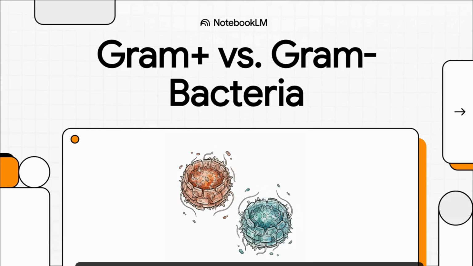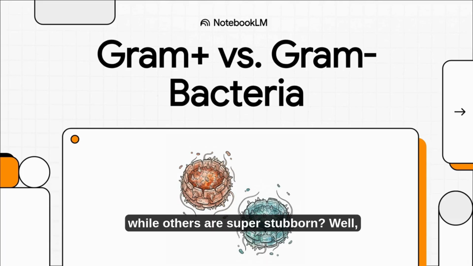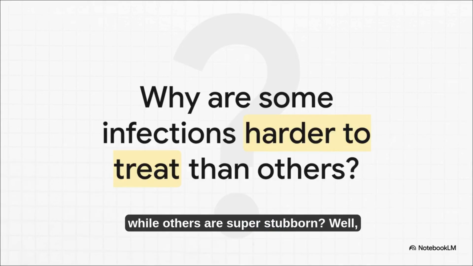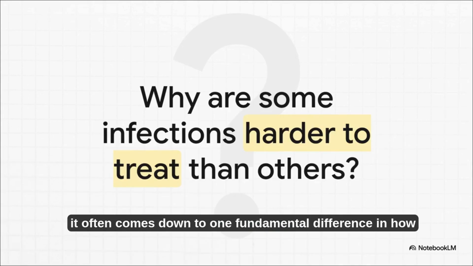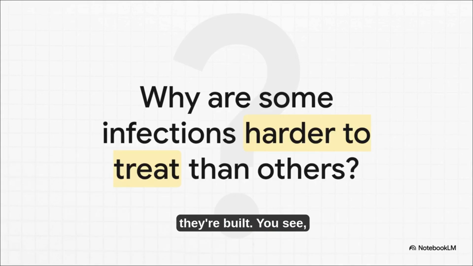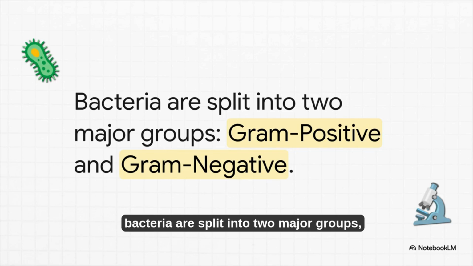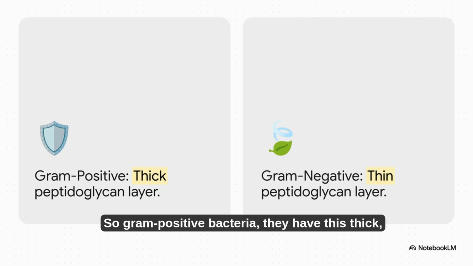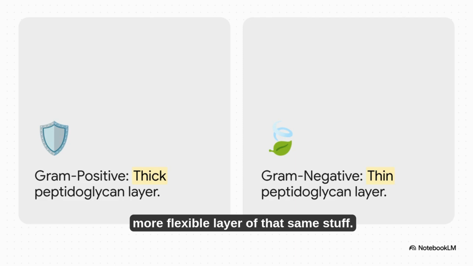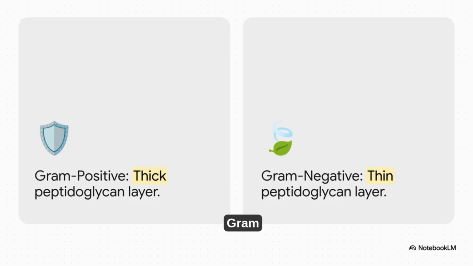You know how some bacterial infections are easy to treat, while others are super stubborn? Well, it often comes down to one fundamental difference in how they're built. You see, bacteria are split into two major groups, and it's all about their cell walls. So gram-positive bacteria have this thick, mesh-like armor called peptidoglycan. But gram-negative bacteria have a much thinner, more flexible layer of that same stuff.